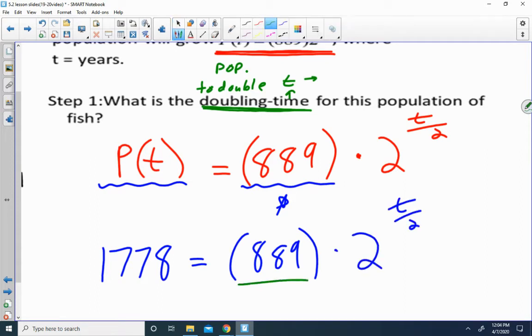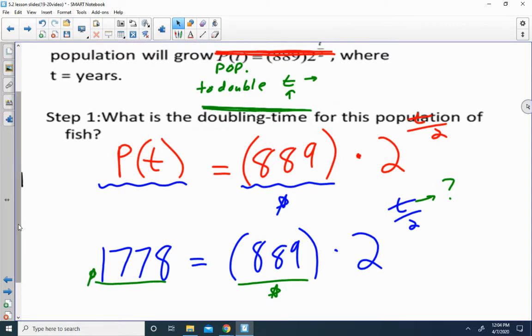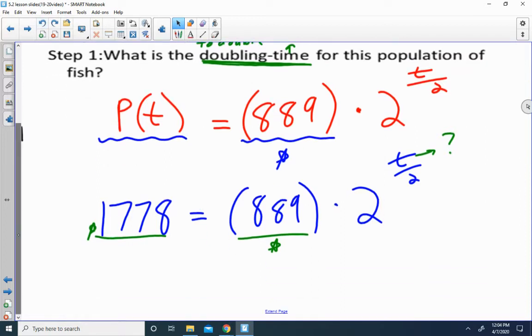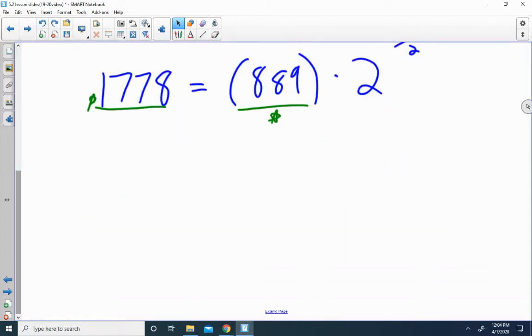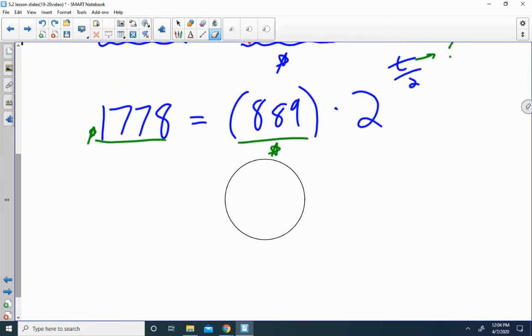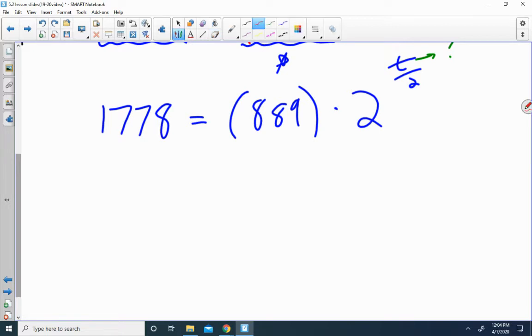where this is the starting population and this is double the population, we just need to figure out how long that is going to take. How much time will it take for our starting population to double to this? With that in mind, you basically have an equation that you have easily set up that you can solve. I guess we'll start with the easy stuff first. Probably the easiest thing to do is let's take care of the 889. Since the 889 is being multiplied, the opposite operation would be to divide it on both sides.